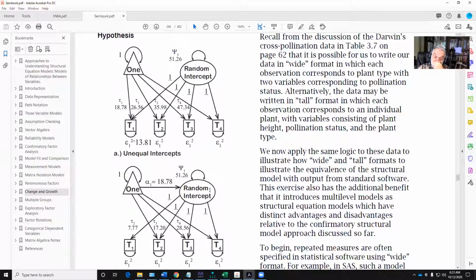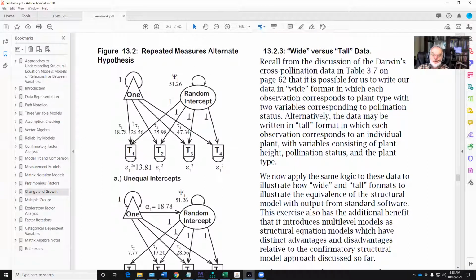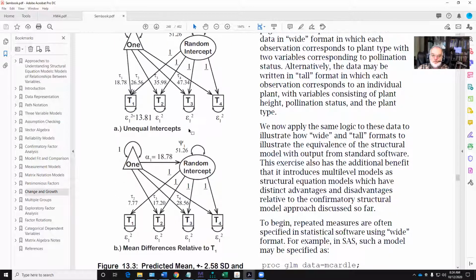Here are 2 models now that we'll consider that are alternate ways to specify the alternate model. In this first model, all of these intercepts are different. And in the second model, look what happens. I'm going to have this mean over here with 1s, and I'm going to freely estimate 3 intercepts down here.